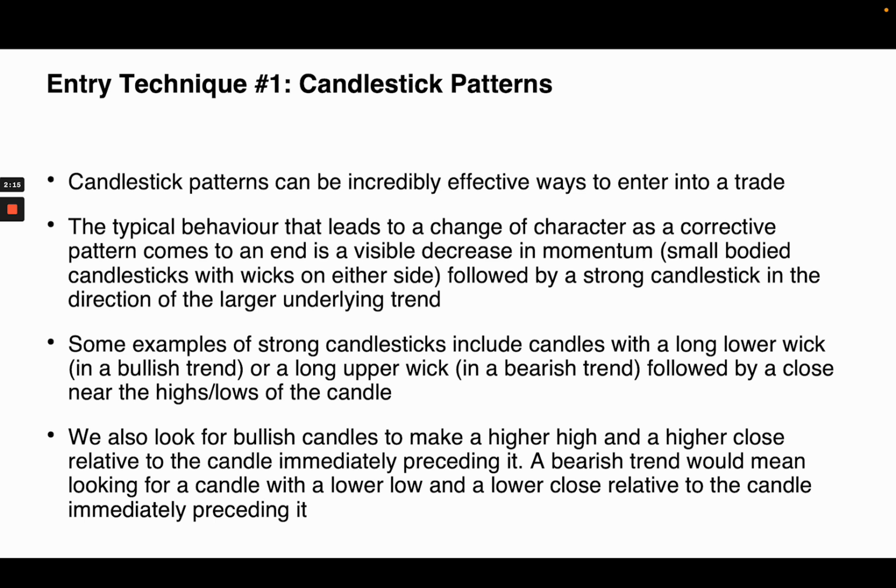So moving on to entry technique number one, candlestick patterns. Candlesticks can be an incredibly effective way to enter into any trade, and the typical behavior that leads to a change of character as a corrective pattern comes to an end is a visible decrease of momentum. So I'm looking for small bodied candlesticks with wicks on either side, followed by a strong candlestick in the direction of the larger underlying trend. Some examples of strong candlesticks include candles with a long lower wick, in a bullish trend, or a long upper wick in a bearish trend, followed by a close near the highs or lows of that candle.